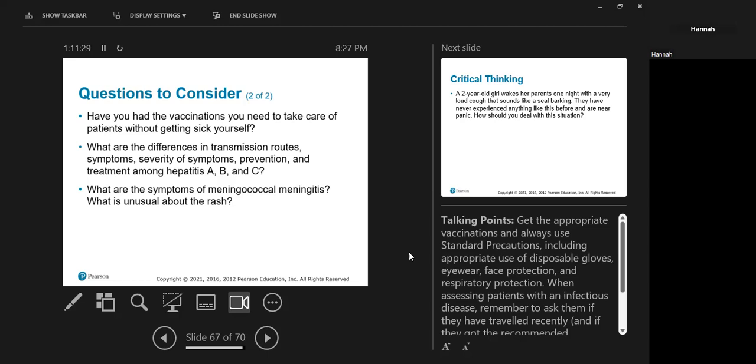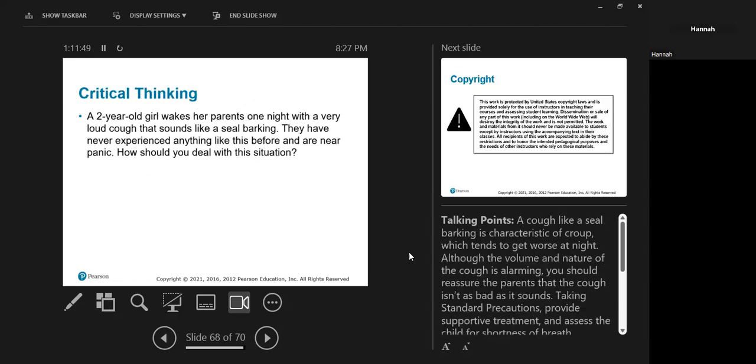What is the key word to meningitis? Meninges. Men. Stiff neck. Oh, you said it was a word. Stiff men. She said men.